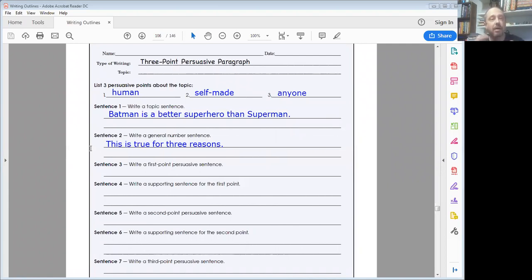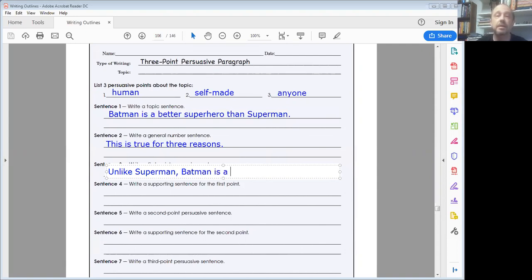And then I am now going to do my first point persuasive sentence, right? And this is my first main idea, which you'll notice I've listed in short form up at the top there: human, self-made, anyone, right? This is just to keep this fresh in my memory. So my first persuasive point sentence is going to be something to the effect of, unlike Superman, Batman is a human being, right? He had human parents. He's from Earth, right? So in that respect, he's just like me.